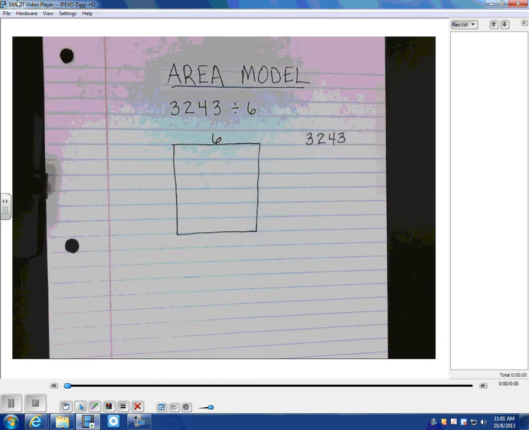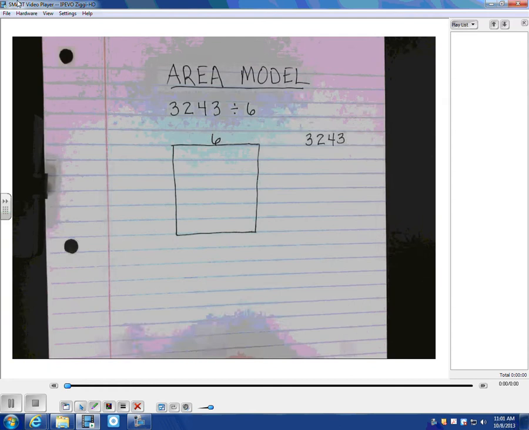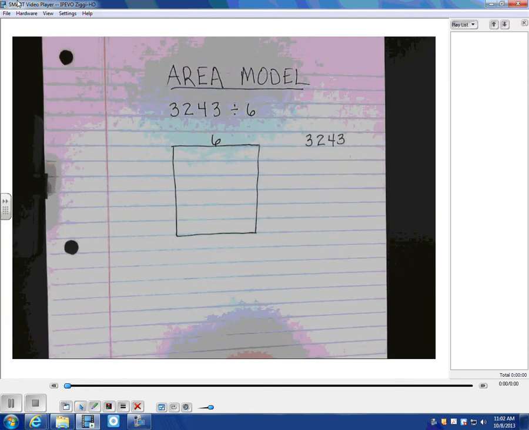Okay, I'm going to show the area model with division. We went over the partial quotient method, and now this is the area model. This is the one that we are learning this week. The steps are very much the same as the partial quotient. It just looks a little bit different.